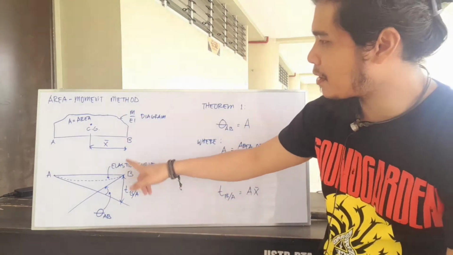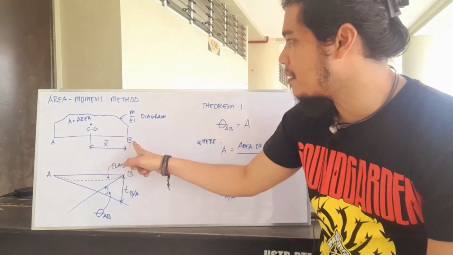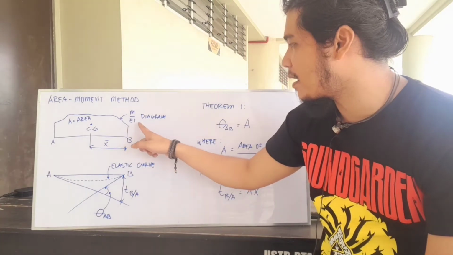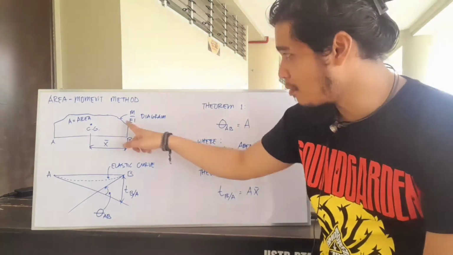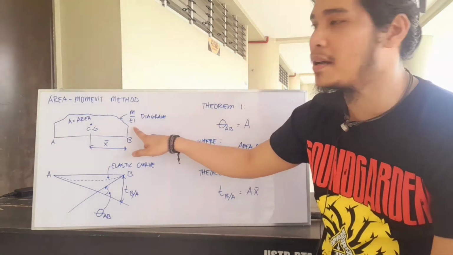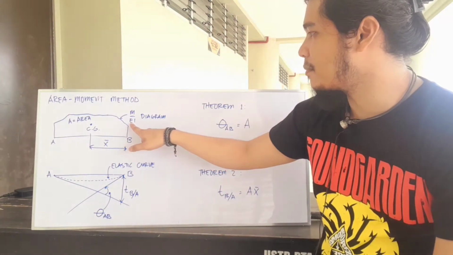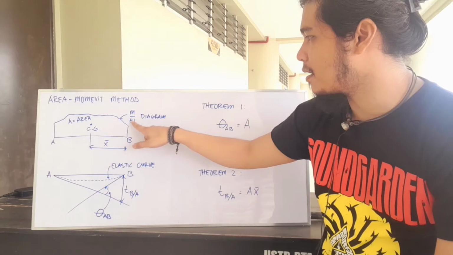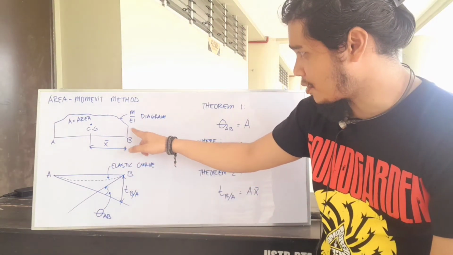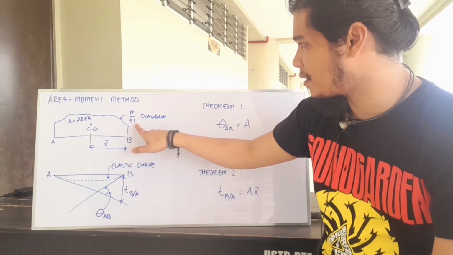So, for example, meron kang beam na span ay AB. So, ito na yung magiging moment diagram mo. Actually, meron tayong M/EI diagram. So, yung moment diagram mo, i-divide mo lang ng EI. So, yung flexural rigidity, EI. So, E is, again, the modulus of elasticity, and then your I is your second moment of area of a shape, sa cross-section mo to, or your moment of inertia.